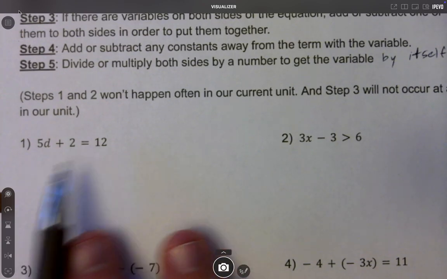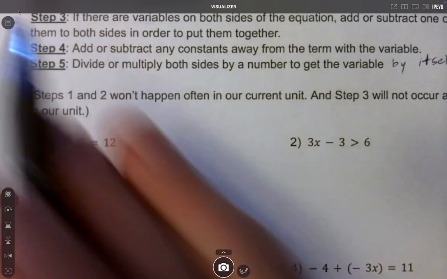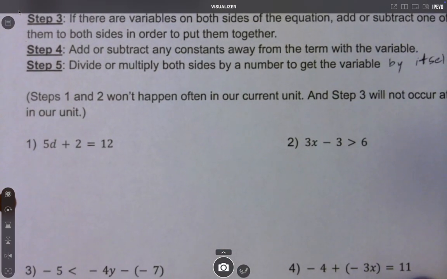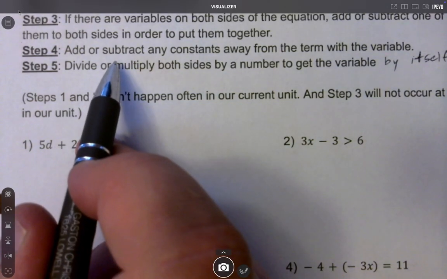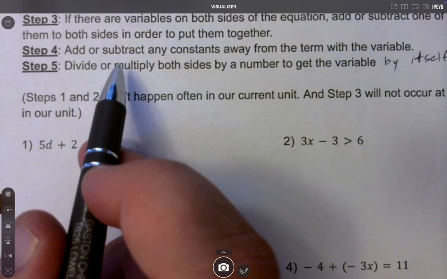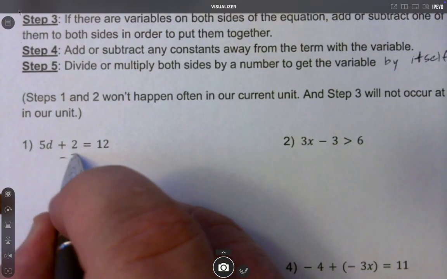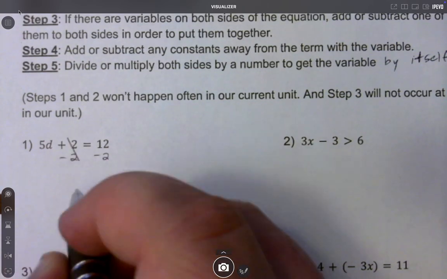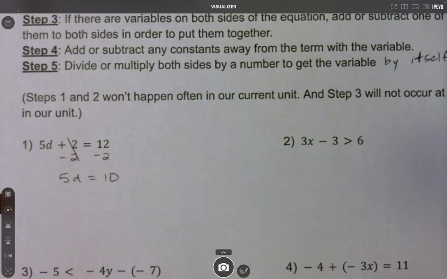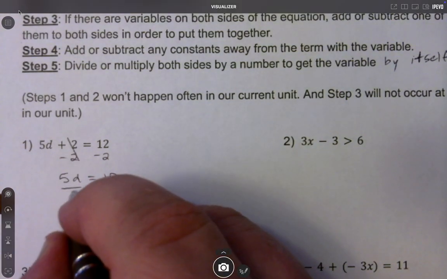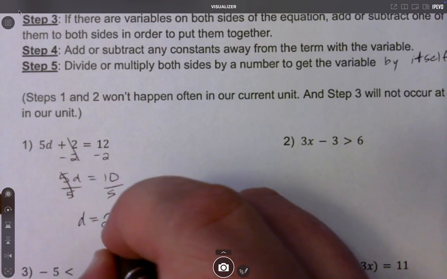There's no huge fraction. There's nothing to distribute. And like I said, step 3 is not going to happen in this unit, but it will later. So we can jump to step 4, which says add or subtract any constants away from the term of the variable. So this is the term of the variable. So I want to move the 2 over, so I'll subtract 2 from both sides. Then you'll divide both sides by 5 and get d equals 2.